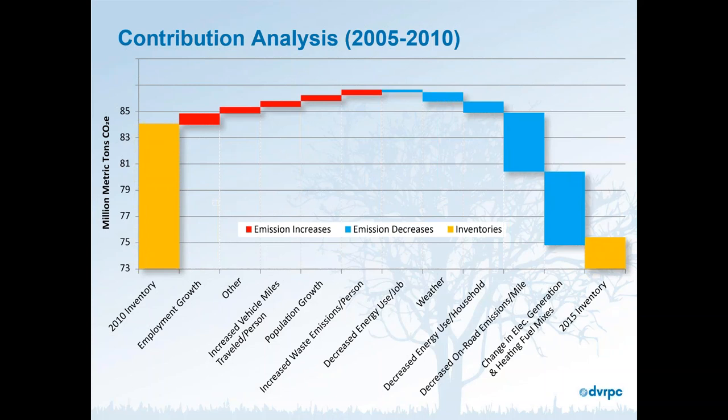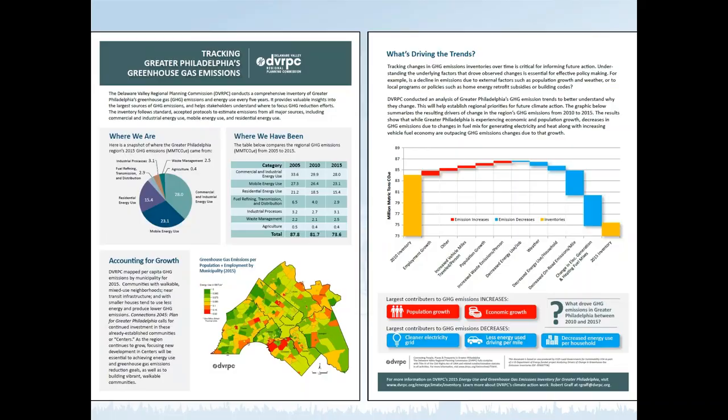And if you look at the next slide, that allows us to create a nice one-page, two-sided document summarizing the greenhouse gas emissions trends in our region. And this wouldn't have been able to be done without this tool. And it helps us provide a great, one sheet of paper document to our region on our greenhouse gas emissions trends.